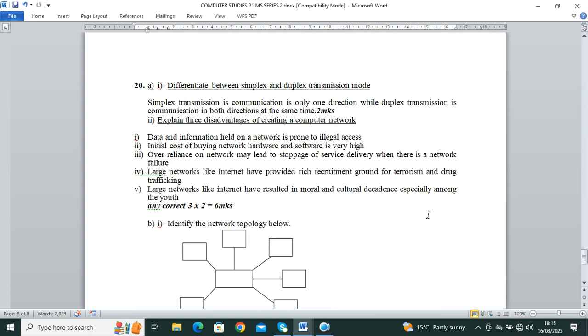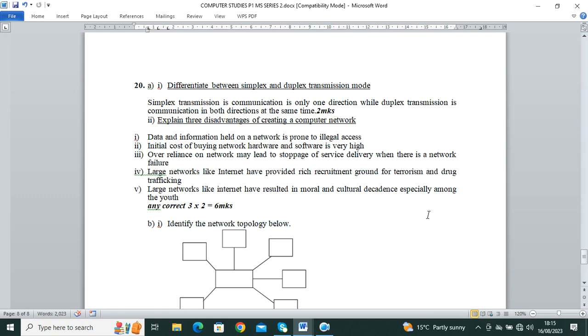Lastly, we have question 20. It comes from form 4, topic number 1, networking and data communication. Differentiate between simplex and duplex transmission mode. So when you talk about simplex, it's communication in one direction, while duplex transmission is communication in both directions.